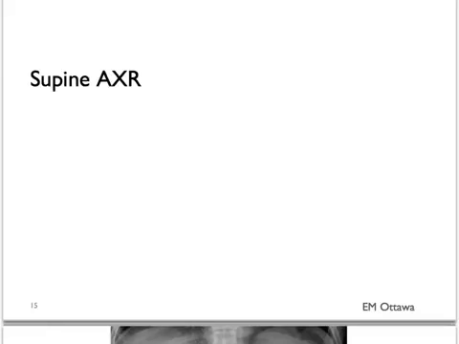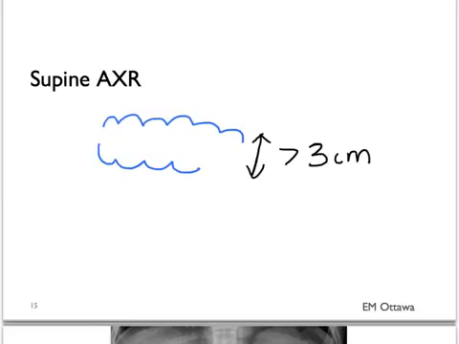On the supine abdominal film, we'll be looking for distended loops of bowel. That's more than 3 centimeters. Also, in complete obstruction, there's no air in the colon or rectum.